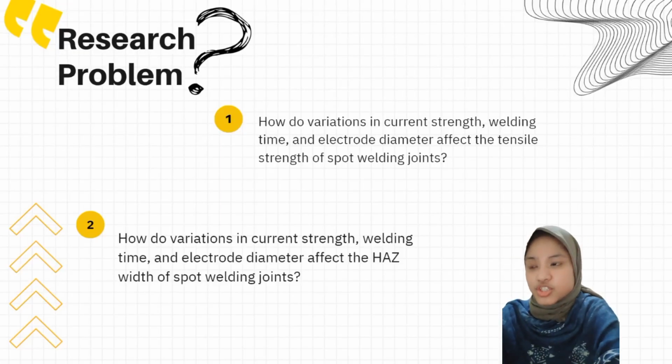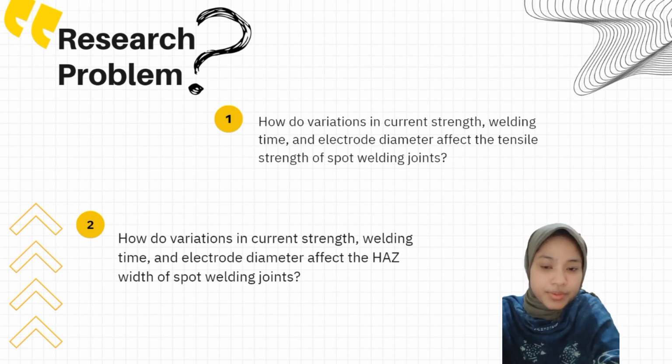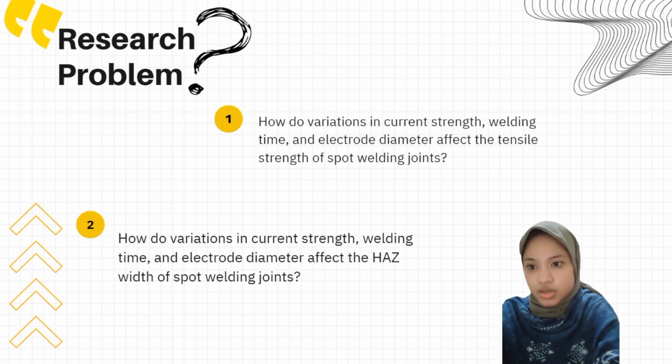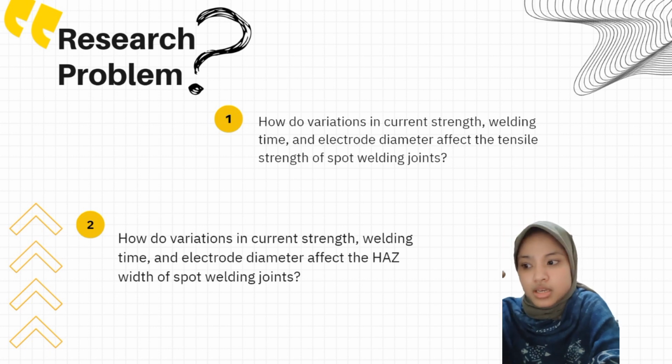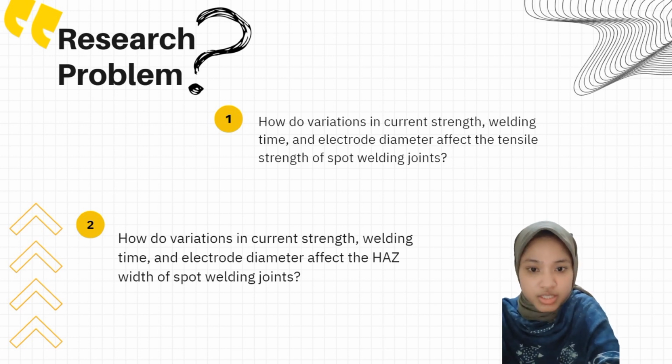The quality and strength of resulting spot weld joint is very important in the feasibility and safety of transportation. And then research problem. First, how do variations in current strength or welding current, welding time, and electrode diameter affect the tensile strength of spot welding joints? And second is how do variations in current strength or welding current, welding time, and electrode diameter affect the heat affected zone width of spot welding joints?